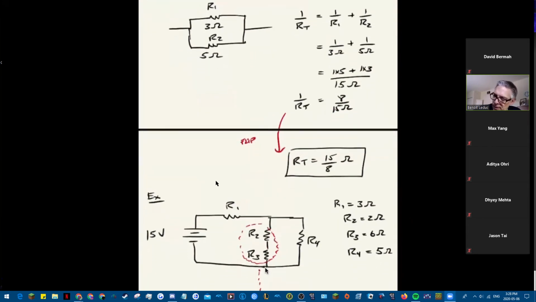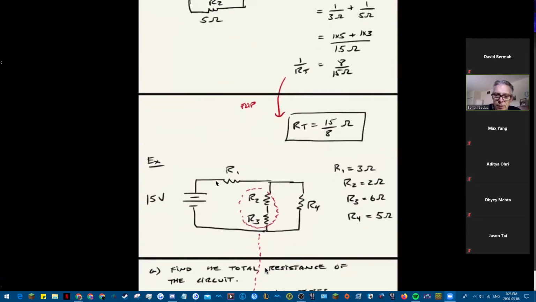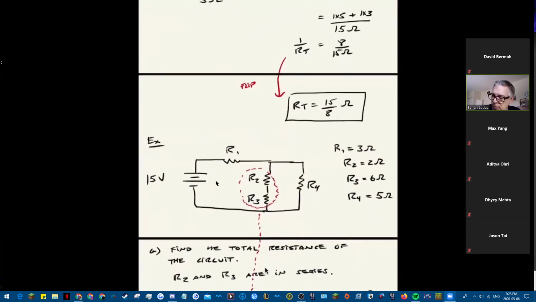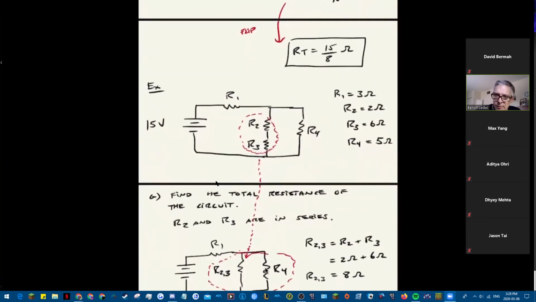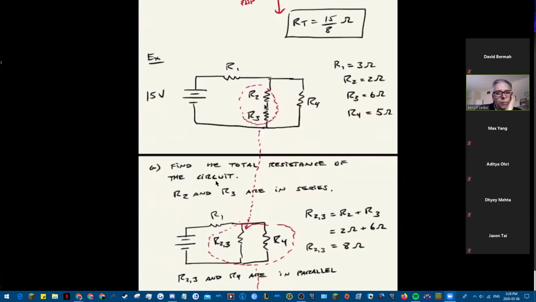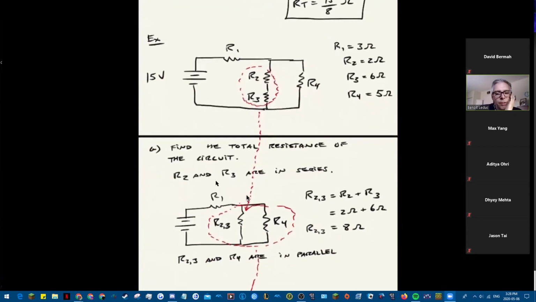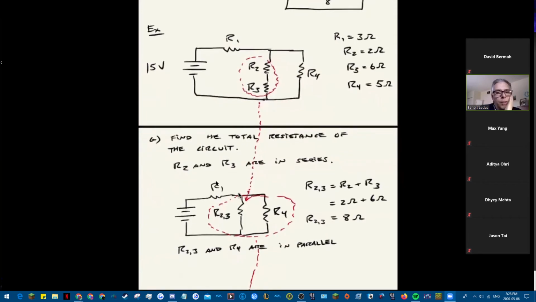So this is what comes next. Okay, so A was find the total resistance of the circuit. All right, so what we do here is that we replace these two with one. And in order to keep track of which one we have collapsed, so it's 2 and 3, we put like 2,3. So R2 and R3 in series, so you get R23 is equal to R2 plus R3, 2 ohm plus 6 ohm, and it gives you 8 ohm, right?